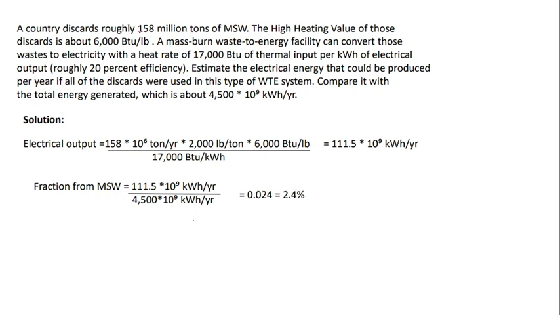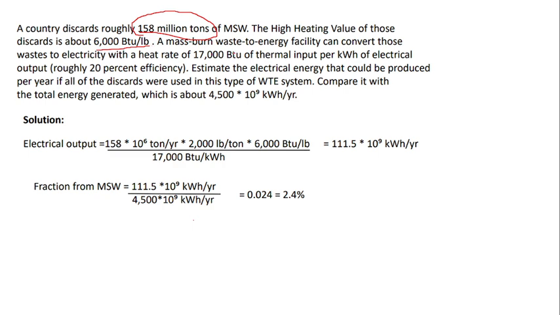The amount of waste produced is 158 million ton. Okay, we know the amount of waste produced. This is for 1 year. And now the heating value is given. What is the energy content? That is the heating value in the discard, which means it is 6000 BTU per pound. Okay, LB. So BTU per LB is given.